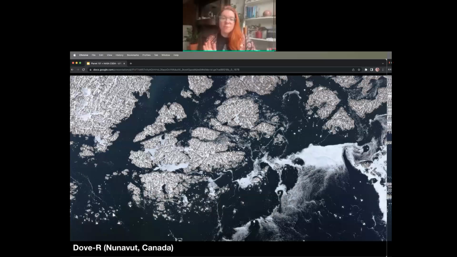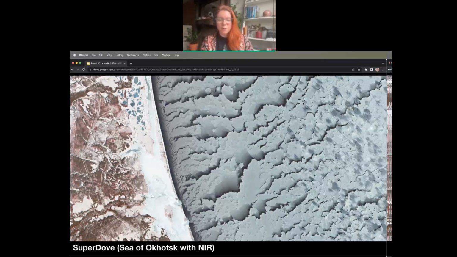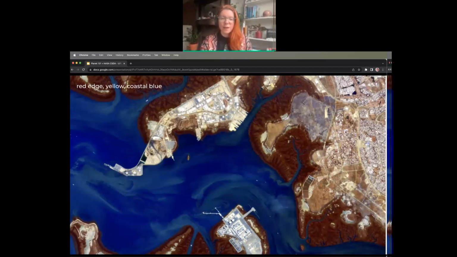And here are some examples of what these improvements to things like the dynamic range look like. Here's some sea ice from Nunavut in Canada from one of the Dove R satellites. Here's another view of sea ice with the near-infrared band thrown in from a SuperDove satellite off the coast of Russia. And here's an example of, instead of RGB or near IR, a red edge, yellow, and coastal blue example from one of the SuperDoves.